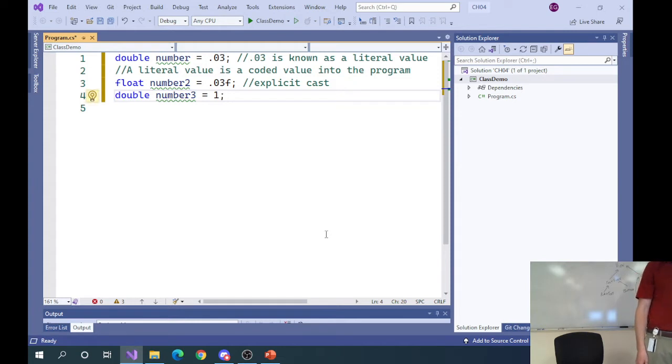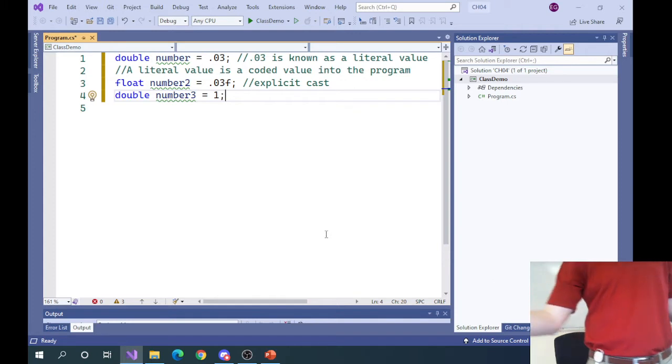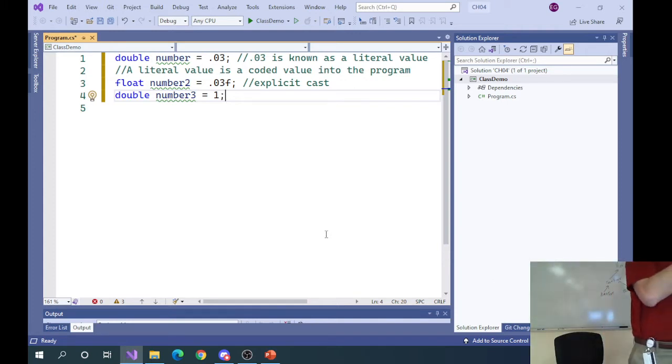Well, 1 is a whole number, so what you actually have on the right is an integer. An integer is just a whole number, but you're going to store that into a double. A double is wider, because it can hold decimal points. You're not going to lose any data there. You're just going to add decimals, and the decimals are going to be 0, 0, 0, 0, 0.